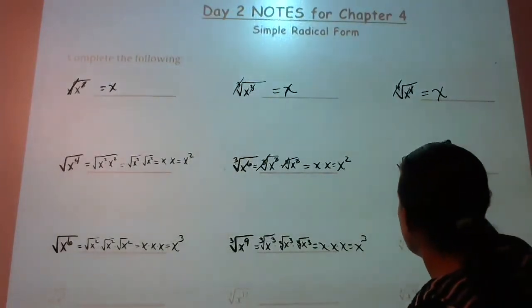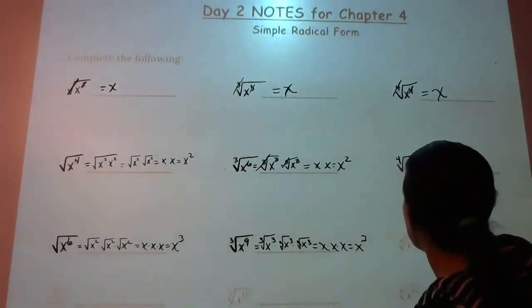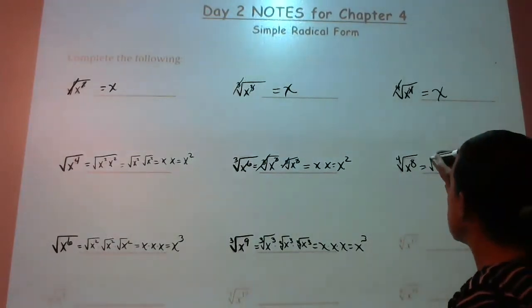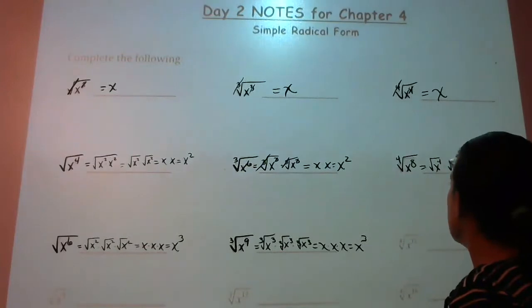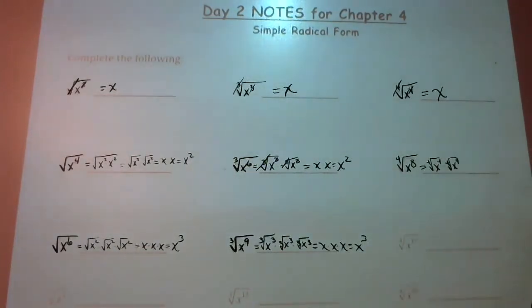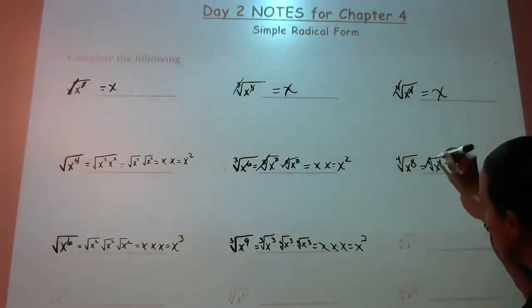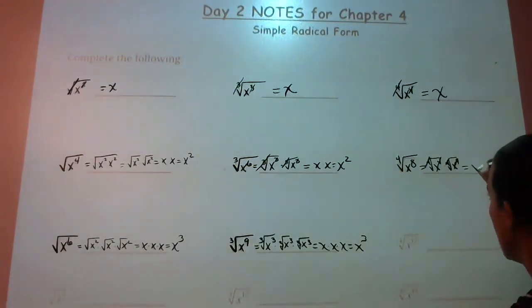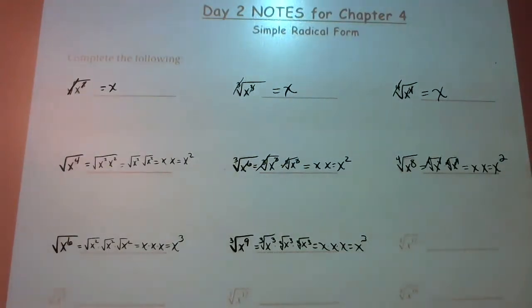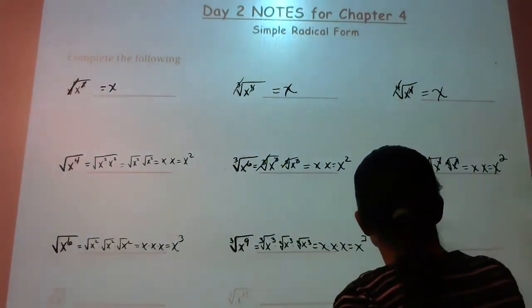All right, so again, I'm looking at the 4th root. So I need to rewrite things in terms of the 4th root. So this equals the 4th root of x to the 4th times the 4th root of x to the 4th. Well, you guys just know that the 4th root and the 4th power cancel each other out, and you're left with x times x, which is x squared. All right, last one.